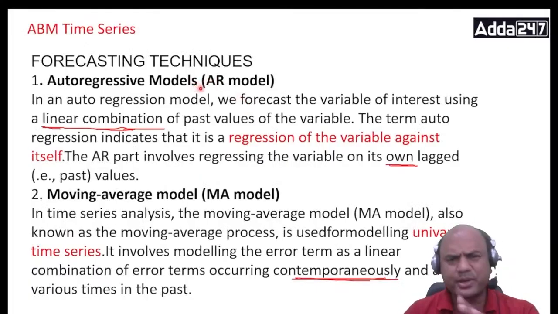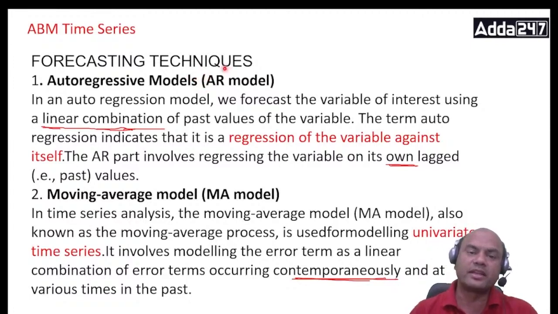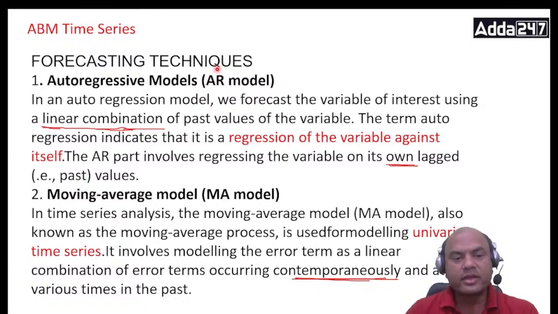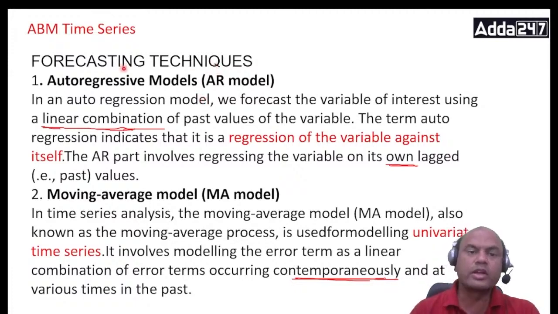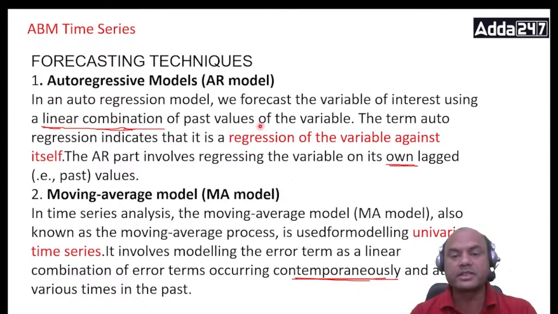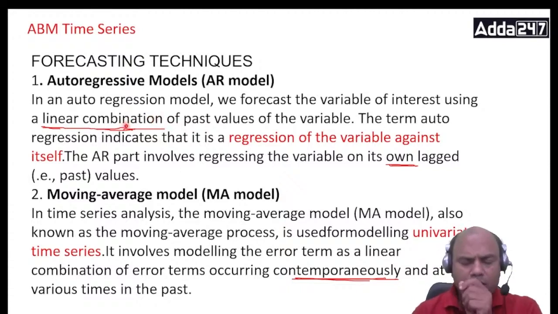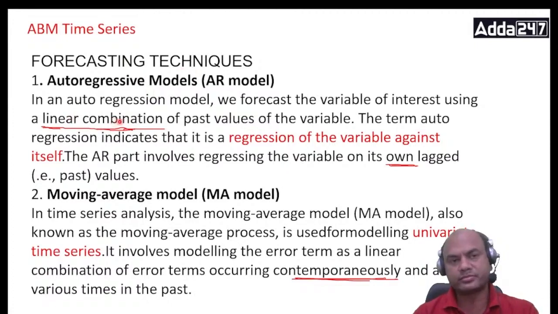Now some theory, the last part of this topic: forecasting techniques. Now for forecasting techniques, there are three methods, not two. Auto-regressive, then moving average, and the last one is ARMA, a combination. So what is auto-regressive? In the auto-regressive model, we forecast the variable of interest using a linear combination of the past values of the variable. Look at this, linear combination. Remember this word which I have highlighted. In exam, the auto-regressive model will have this word, linear combination.